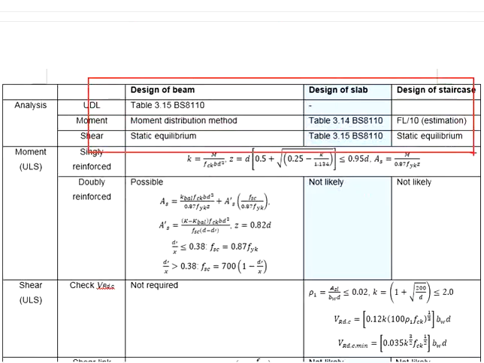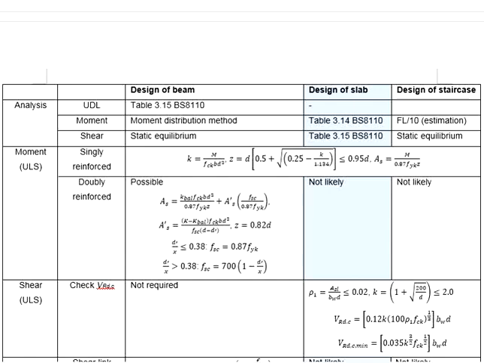Coming back to this table. To make it simple, the design of the beam for the analysis part: first, you need to determine the UDL based on table 3.15, which is standard at 110. And this table will be the same table that you use to determine the shear loads acting on the slab. You are borrowing this concept to determine the UDL acting onto the beam.